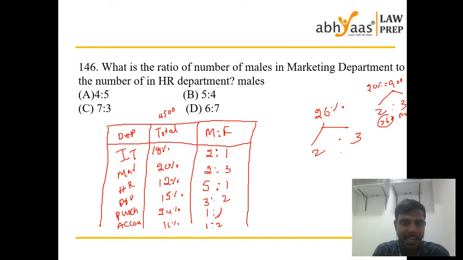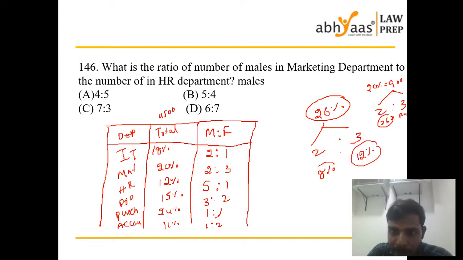But directly, the total number of employees in the marketing department is 20%, and the male to female ratio is 2:3. I'll directly divide this 20% in the ratio 2:3, which gives 8 percent males and 12 percent females. So 8 percent of the total employees are male and 12 percent are female in marketing. Similarly, in the HR department, the total is 12 percent, and the male to female ratio is 5 to 1.